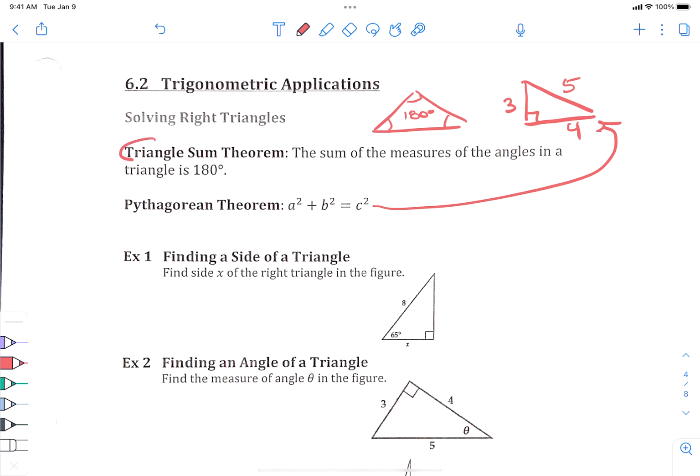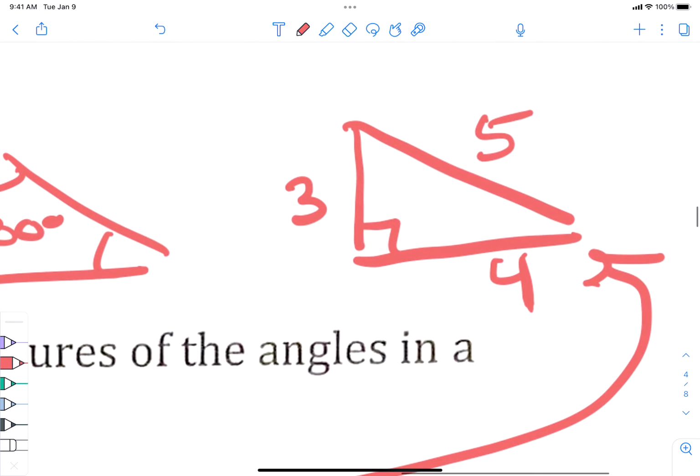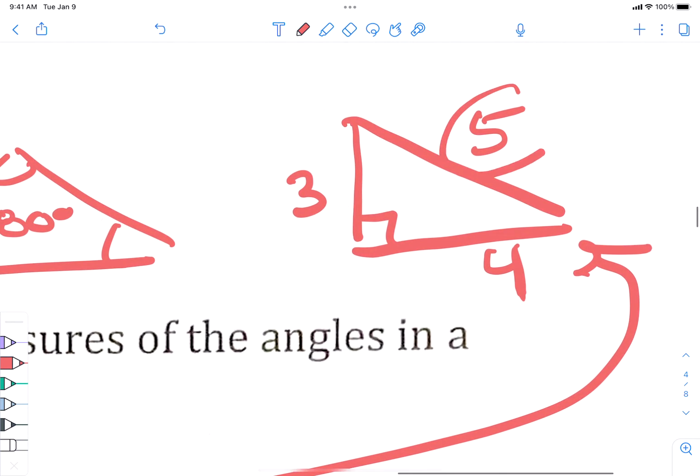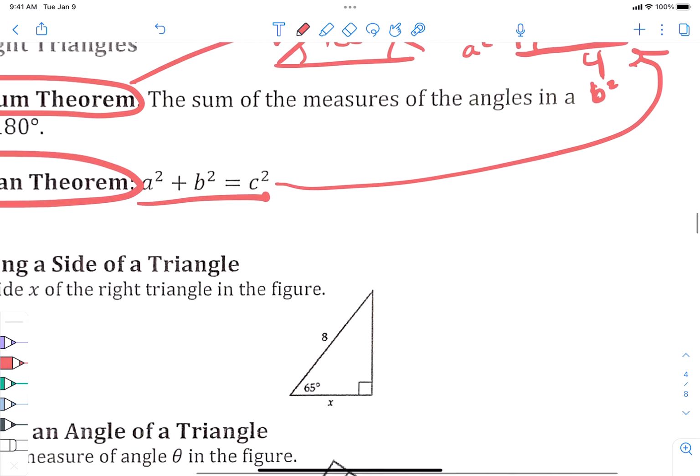Two things, though. The triangle sum theorem means that all of the angles are going to add up to be 180 degrees. And if we have a right triangle, we can use the Pythagorean theorem to find missing sides, like this one. If we didn't know that this was 5, we could do a squared plus b squared equals c squared and solve it that way, okay?